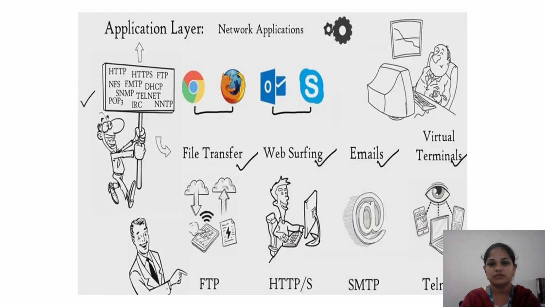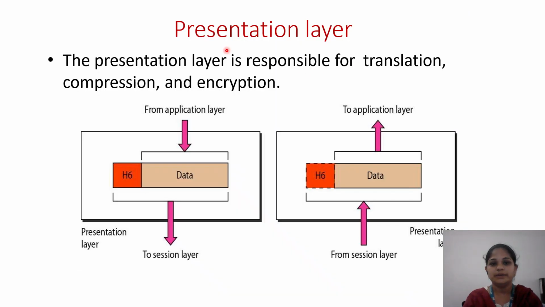We'll see the functions of the application layer. Based on the user's need, the protocol will be used. For example, the user may use these kinds of applications, and a specific application will have a specific protocol. If a user wants to transfer a file, they have to use the File Transfer Protocol. In the case of web surfing, HTTP will be used, for email SMTP, and for virtual terminals, Telnet will be used.